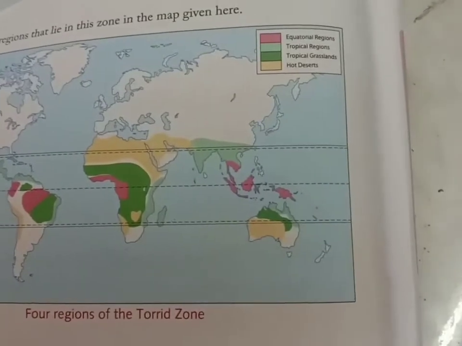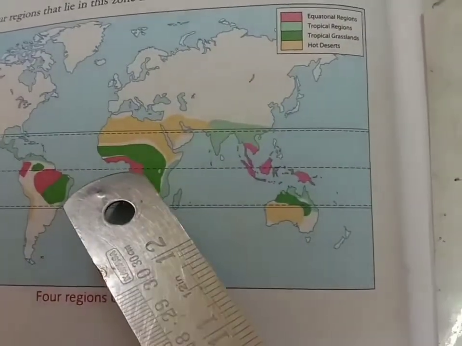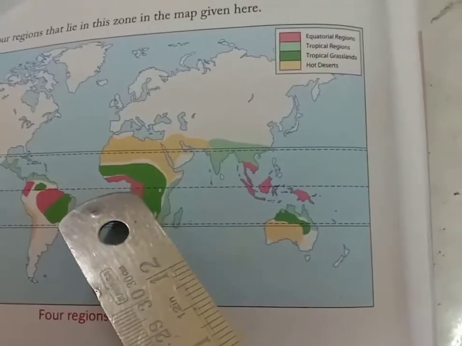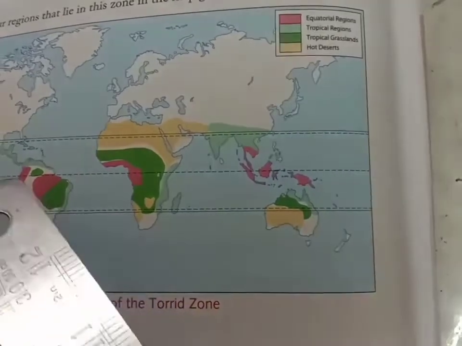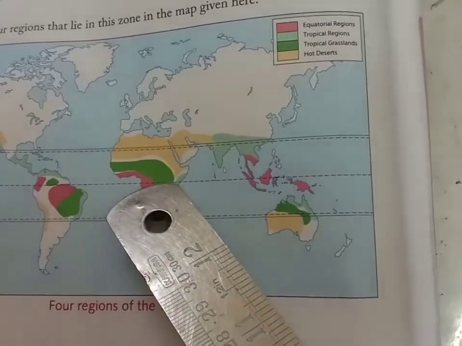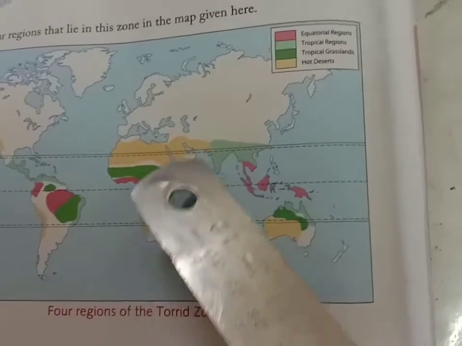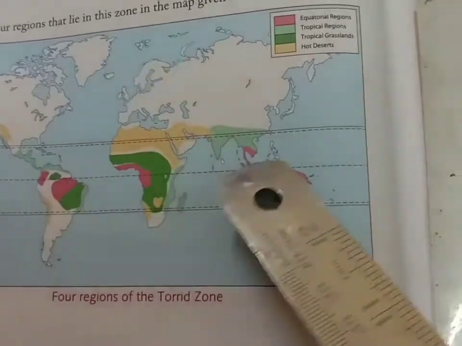Students, you can look here, this is the world map. Here we can find out where the equator is. This is the equator, and this is 0 degree, and this is the Tropic of Cancer, this is the Tropic of Capricorn. So this whole place is called the torrid zone.